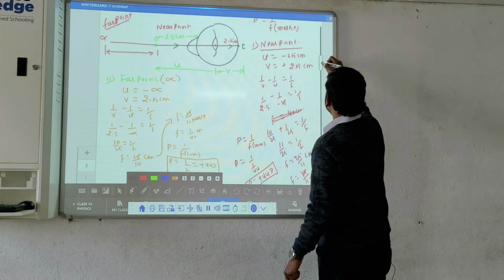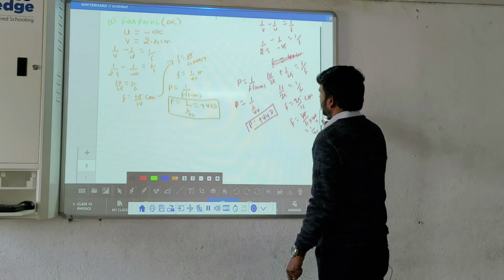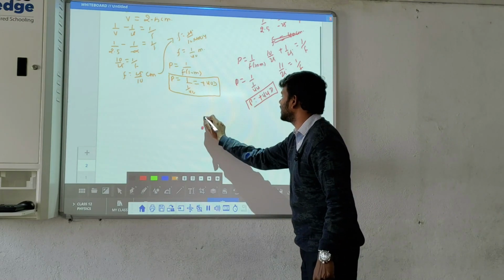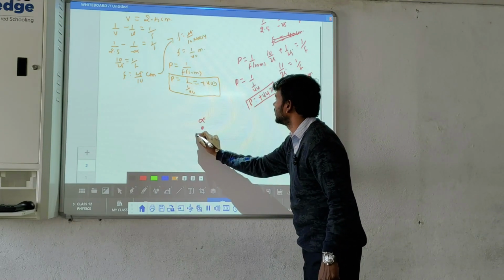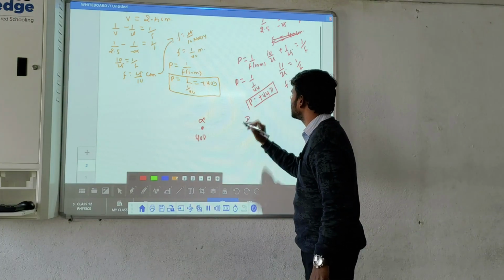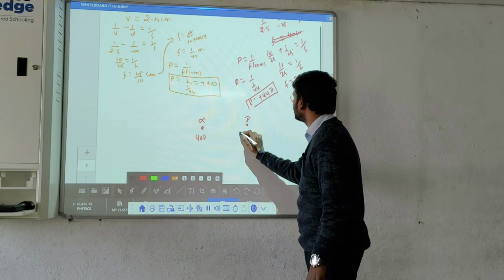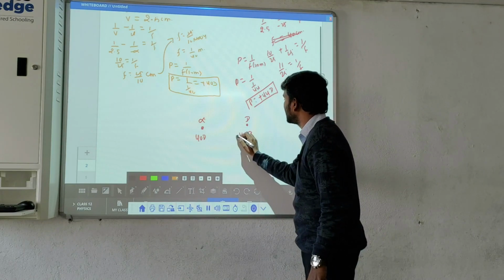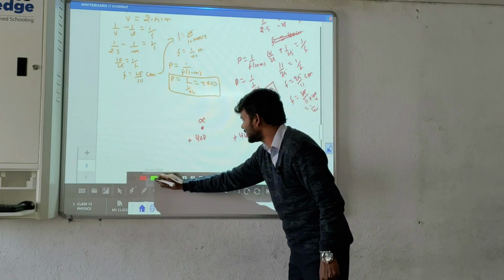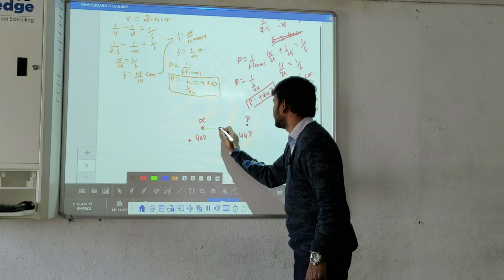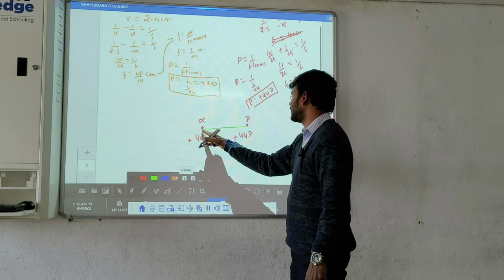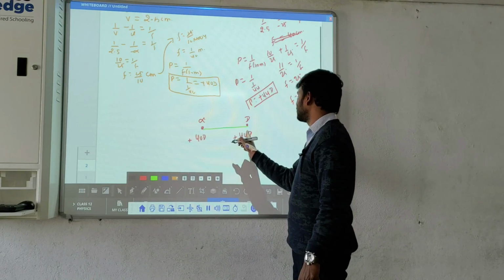The crystalline lens of the human eye will adjust the power in between these two values. So when the object is placed at infinity, the power is plus 40D, and when the object is placed at the least distance of distinct vision, denoted by D, the power of the lens is plus 44D. D is the diopter. Diopter is the unit of power, and whenever the object is placed between infinity and the least distance, the power will be adjusted between plus 40D and plus 44D.